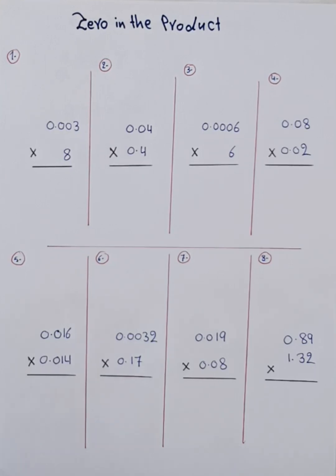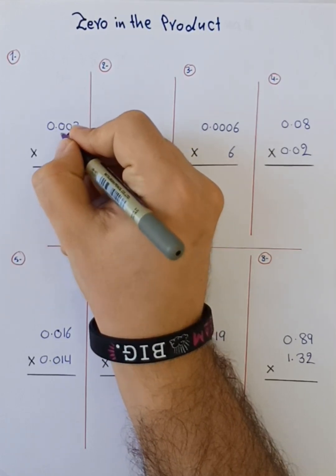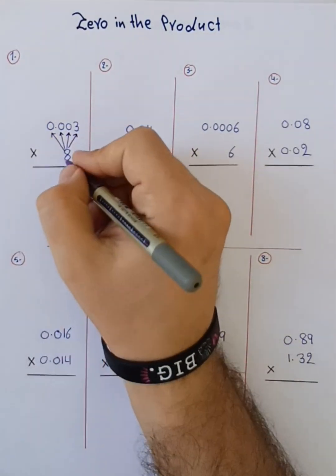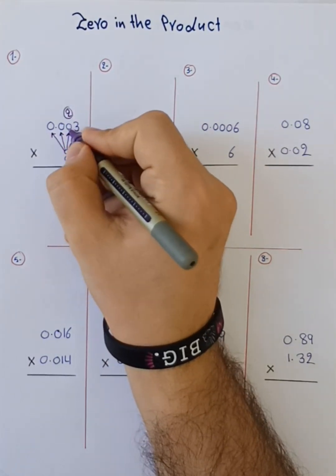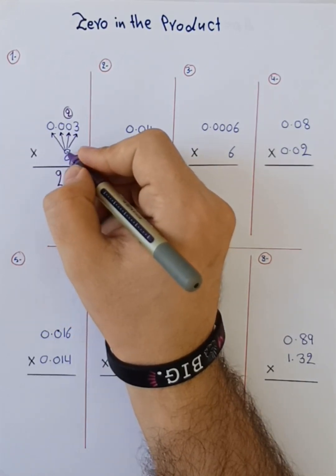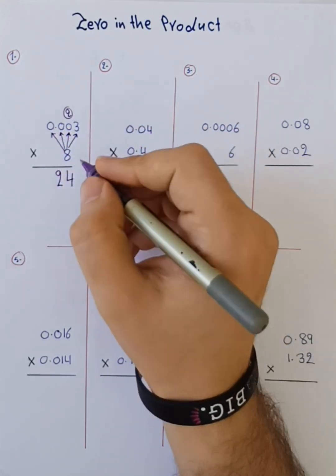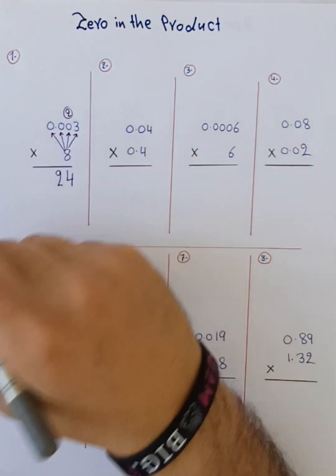Example number 1, you have 0.3 thousandth multiplied by 8. We have to start from 8. This 8 times 3 and 8 times 0, and then 8 times this 0, and then 8 times the last 0. 8 times 3 equal to 24. We have to regroup. 8 times 0 is 0 plus 2 is 2, and we can multiply 8 by these two zeros, or you can skip it, because if you multiply 8 by these two zeros, you will get 2 zeros.